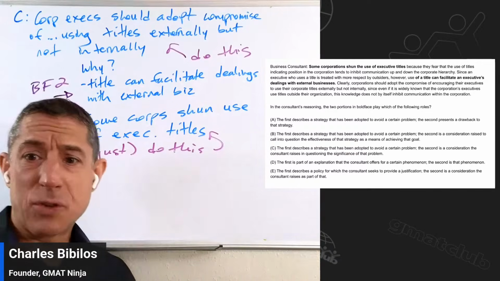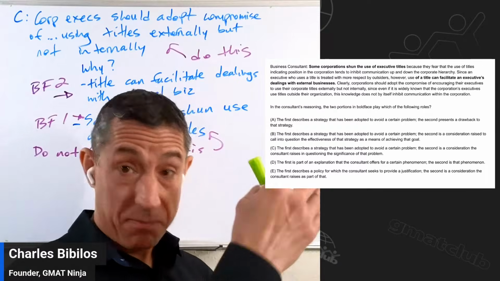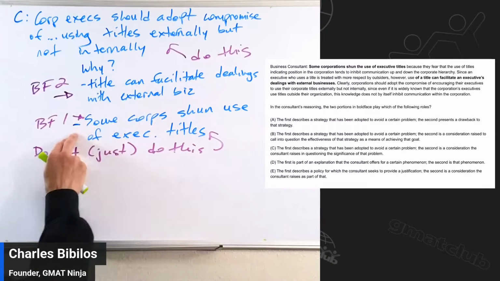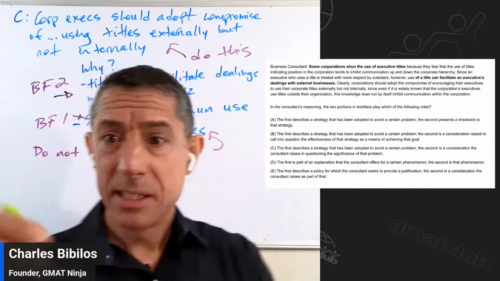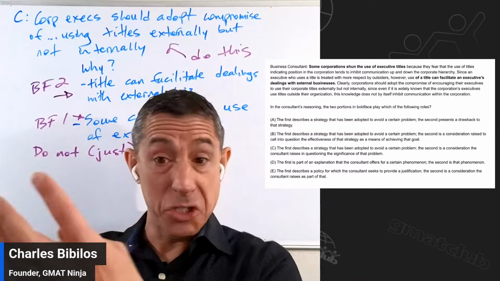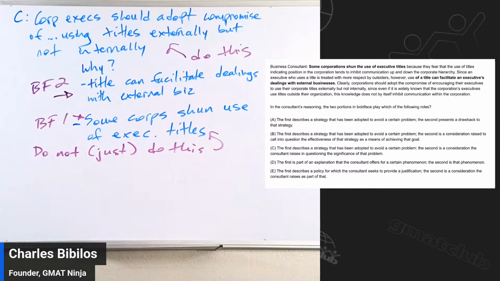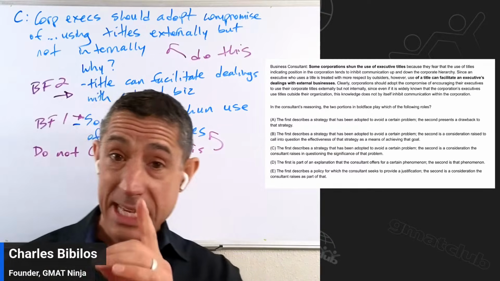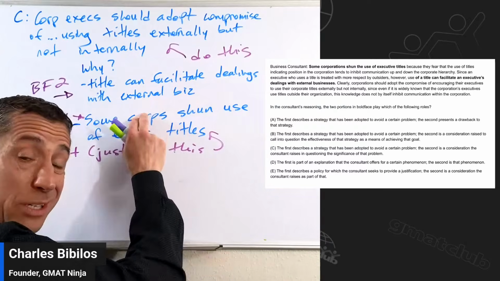The first describes a strategy that has been adopted to avoid a certain problem. Yeah, so that's something that, fair enough, right? So boldface 1 here: some corporations shun the use of executive titles. What problem are they avoiding? It's that hierarchical stuff. It tends to inhibit communication, so cool. Second, prevents a drawback to that strategy. Well, I'll be honest with you, that's not how I was thinking about it. I was thinking about this as support for the conclusion, but that's actually true, right?